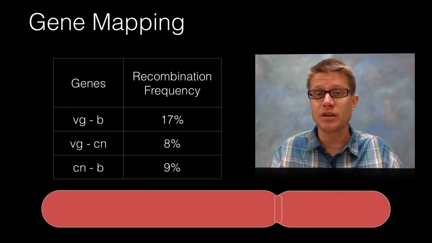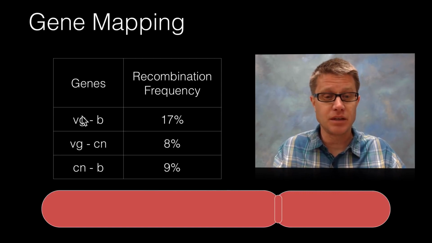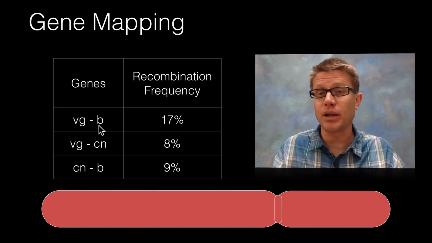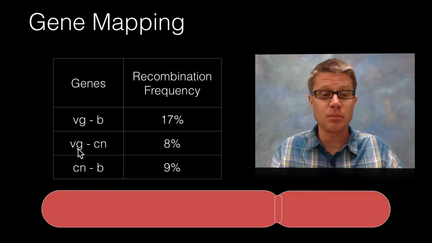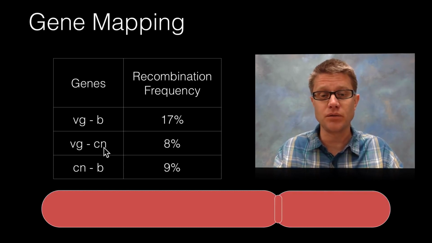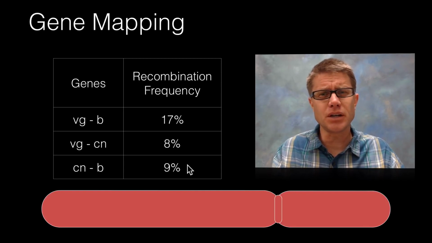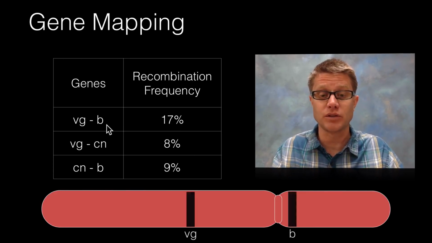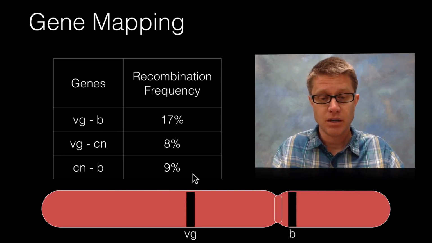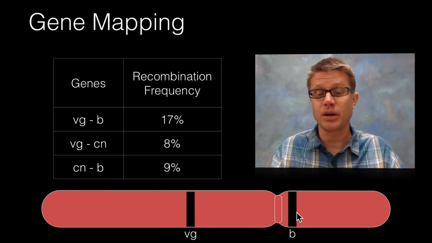And so let's look at some of the data that they gathered. They found that between the vestigial and that black coloration gene, the frequency of recombination is 17%. They then compared that to another gene called cinnabar, which has to do with the eye coloration of the fruit fly, and they got these frequencies of recombination as well. And so when you're figuring out a gene map, what I would encourage you to do is always start with the highest frequency of recombination. So I'm going to start with this one and just choose to put them on that chromosome, we'll say 17 units apart. So we're going to put the vestigial and the black apart by 17.